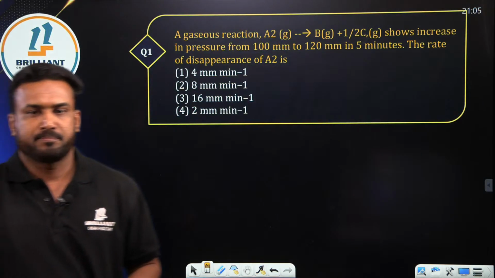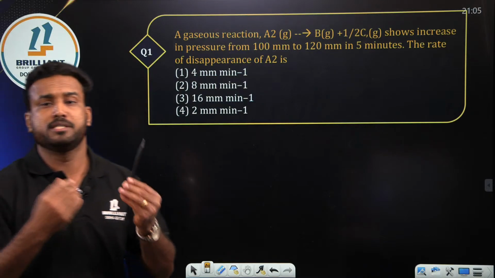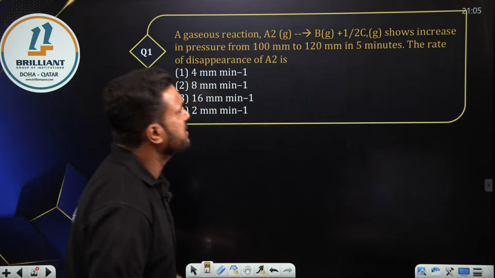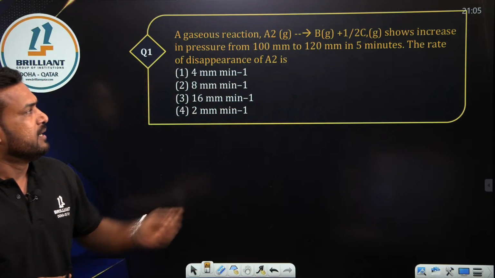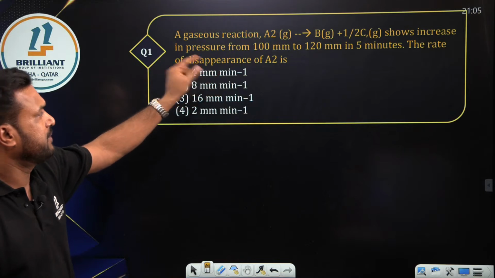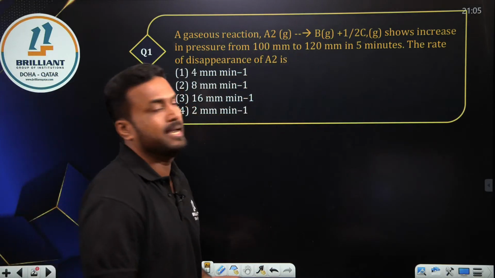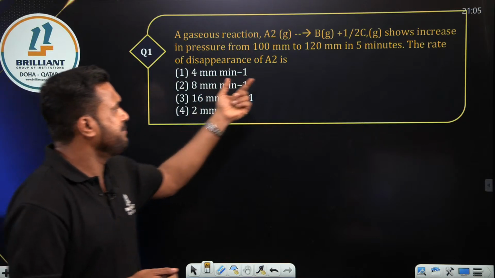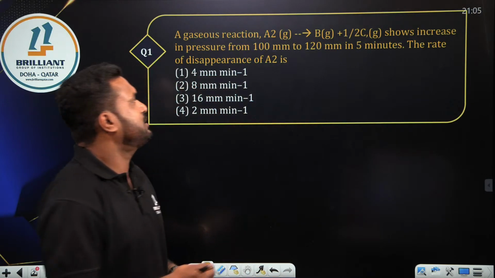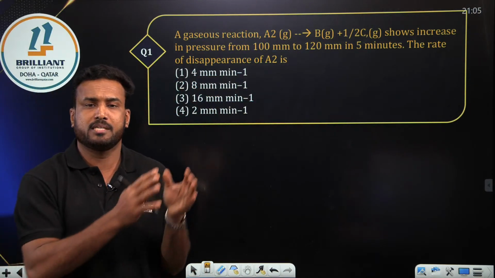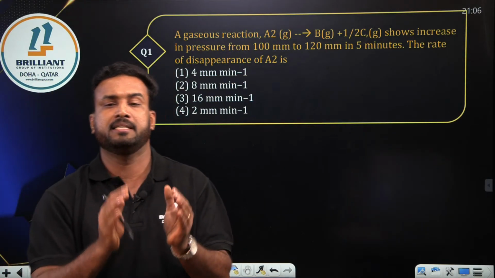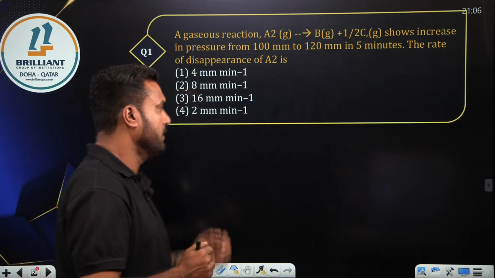See, question number 1. This is based on the unit of rate. The question is, a gaseous reaction is given, A2 gives B plus 1 by 2C. All the reactants and products are in gaseous state and show an increase in pressure from 100 mm to 120 mm. That means millimeter mercury. So 100 millimeter mercury to 120 millimeter Hg in 5 minutes. The rate of disappearance of A2 is, you know that one, here it is discussing with the pressure, not with the concentration. But the same way how we will be finding out for concentration, we can do this question. Let us listen.